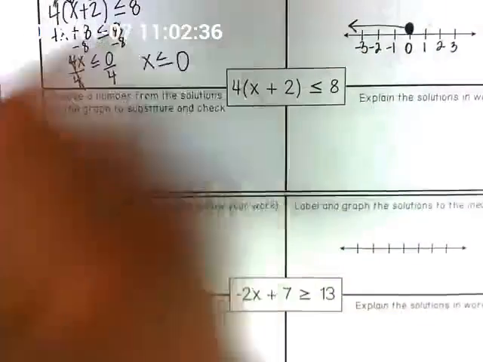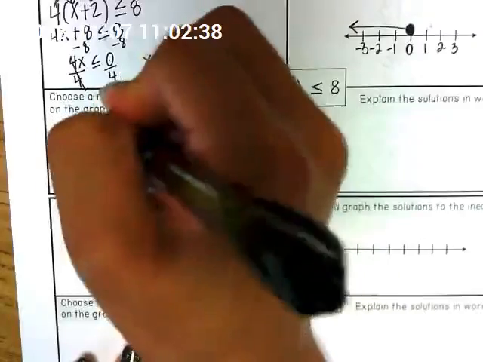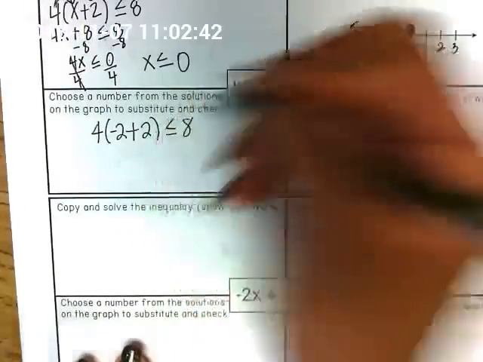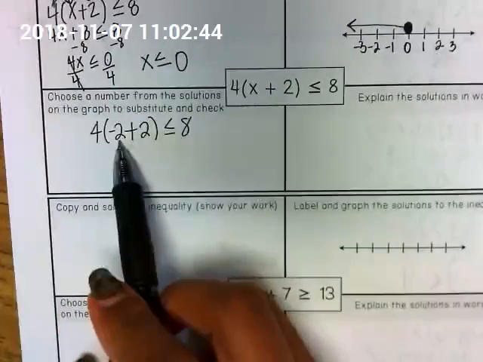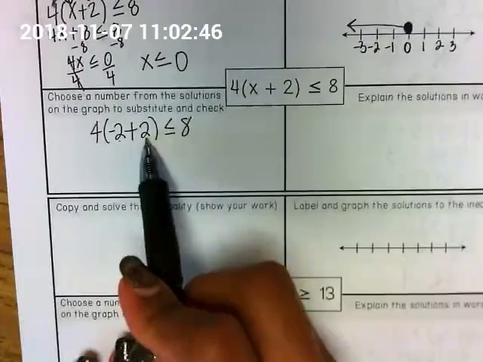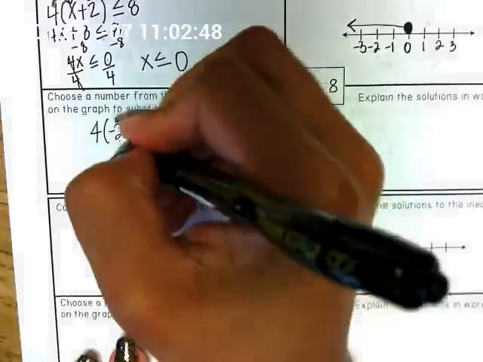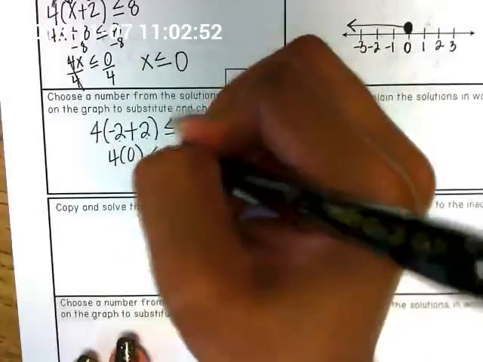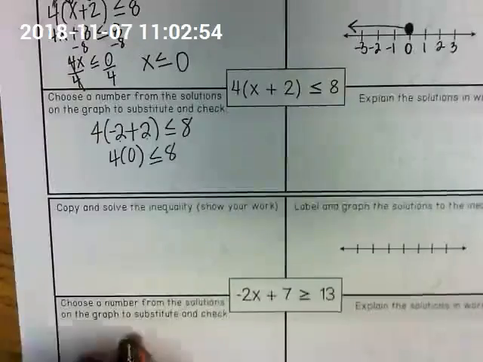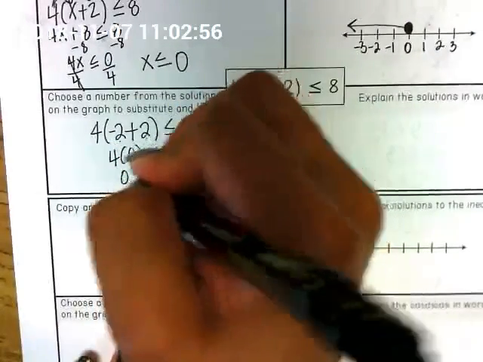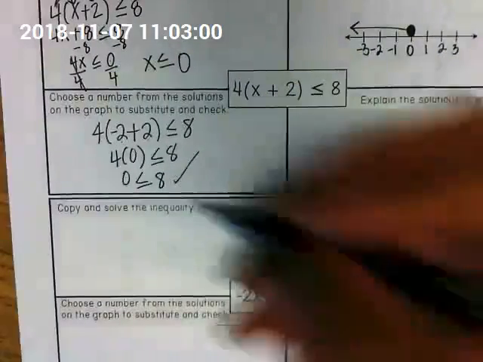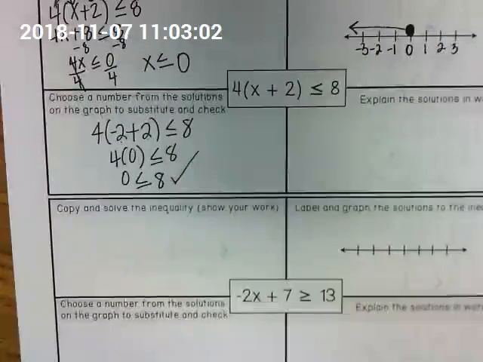Negative 2. Okay, so 4 times negative 2 plus 2 is less than or equal to 8. So negative 2 plus 2 gives me 0. So 4 times 0 is less than or equal to 8. What's 4 times 0? 0. Is 0 less than or equal to 8? Yes. So that works out to be true.